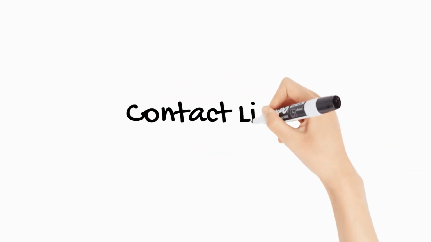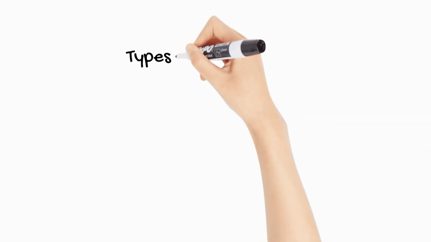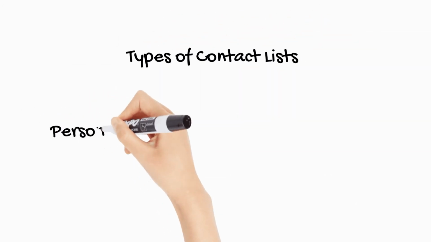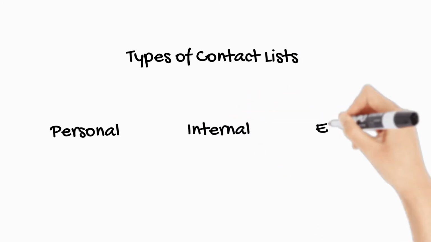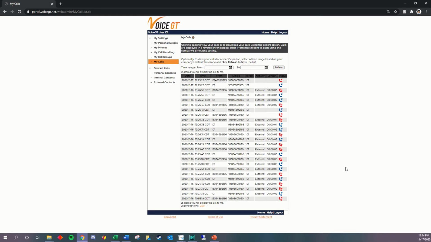Next, let's talk about contact lists. Within the Voice GT system, there are 3 different types of contact lists: personal, internal, and external. On the website, you can see these different lists under the Contact Lists heading. Let's run through these different types.